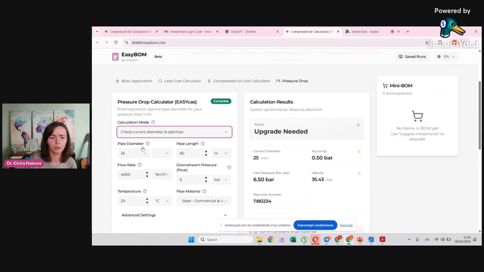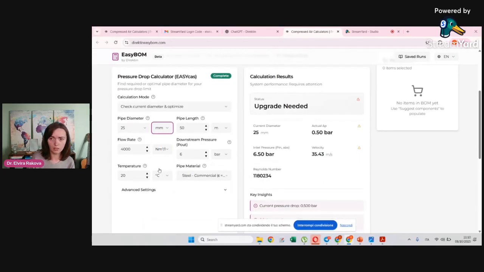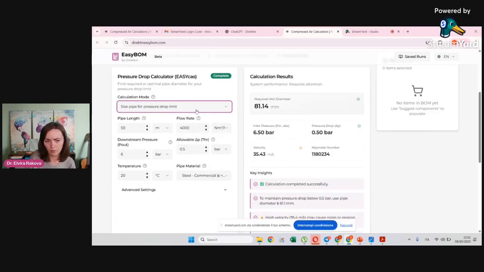And here, for example, you see for this pipe diameter, for this pipe length and those flow rates and the downstream pressures, we calculate the C, we calculate the B values, and then we can see, depending also on the temperature, on the material, and some other things, if upgrade is needed or not, because of the actual pressure drop. So with downsizing components, it's quite easy. You also can check the pipe size, depending also on the pipe length here.